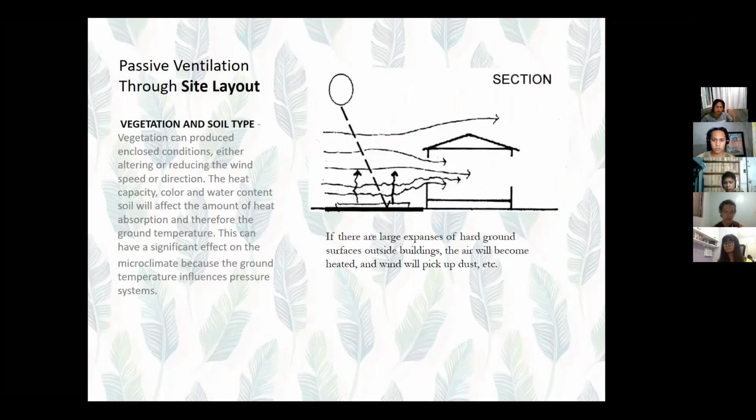Okay. Also, in terms of vegetation and soil type, there are times where, in terms of your site, it's a large, hard ground surface. It may be dry lupa lang, or even hard concrete, okay, you will be having an issue in there because instead of your wind being straightforward, it heats up the air at that point. So it disrupts your cross ventilation. Okay? Yung hangin na papasok.